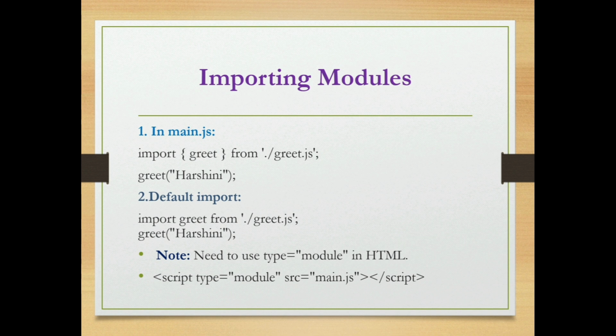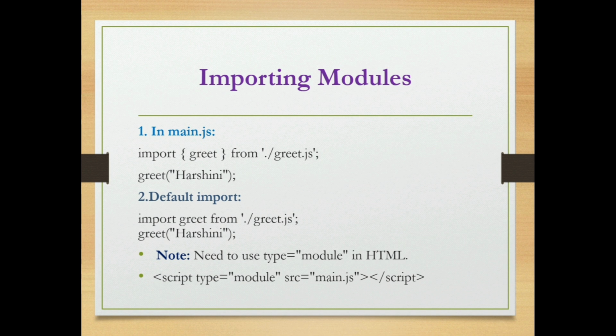Here, importing modules: I am taking import of grid from grid.js, which means it will go to the file, get the code, and I am passing a name like Harshini. It will go to the code and execute it. Next, here is the default import. Here also I am taking a value like Harshini.